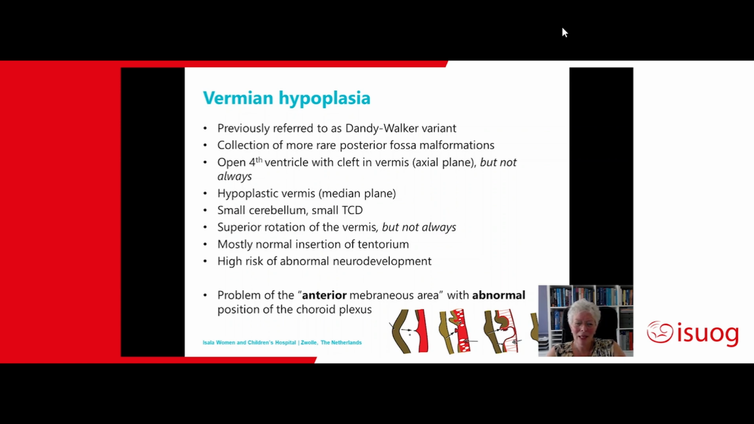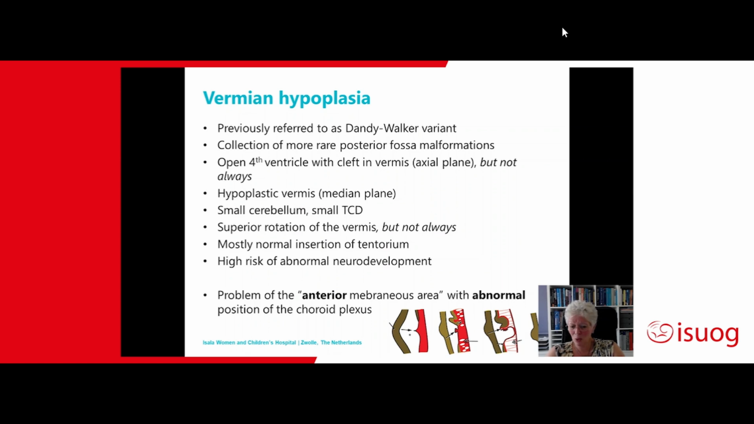The vermis hypoplasia is a collection of more rare posterior fossa malformations, also with an open fourth ventricle when you look in the axial plane. If you look at the sagittal plane, you have a hypoplastic vermis, often a small cerebellum, so a small TCD, a superior rotation of the vermis, but not always. And mostly you have a normal insertion of the tentorium, and there's a high risk of an abnormal neurodevelopment.